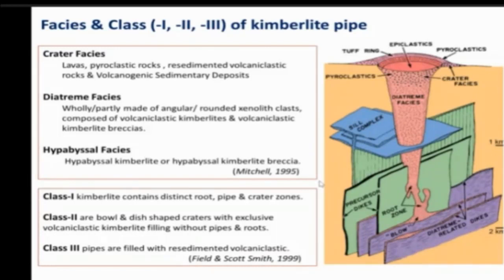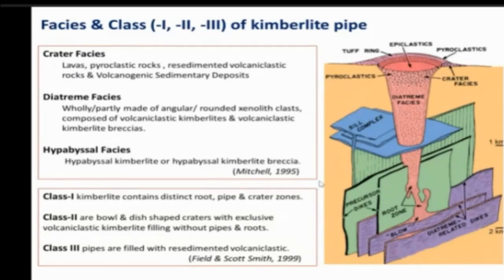These crater facies are represented by lavas, pyroclastic rocks, and some volcaniclastic or volcanogenic sedimentary deposits, which mostly form soon after the emplacement is over. On the other hand, the diatreme facies is found in the kimberlitic pipe, the inverted or carrot-shaped geometry also known as the pipe. The diatreme facies is composed of angular or sometimes rounded xenolith clasts, and it also contains a good amount of volcaniclastic kimberlite.